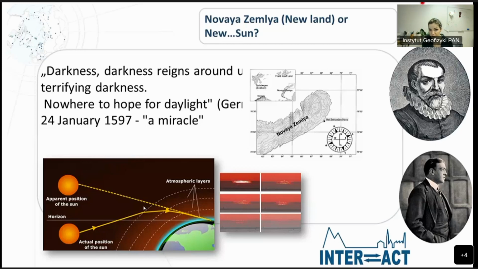But what was observed and what was noted in journals was very interesting. What was noticed is: darkness reigned all around us, a terrifying darkness, nowhere to hope for daylight. This is what the chronicler wrote. And in this overwhelming darkness, remember it's a polar night, so it needs to be dark, on the 24th January 1597, a miracle happened, a miracle they all prayed for. Two weeks before the predicted return of the sun after the polar night, and they were already able to calculate it, and they knew what to expect and when to expect the sun.